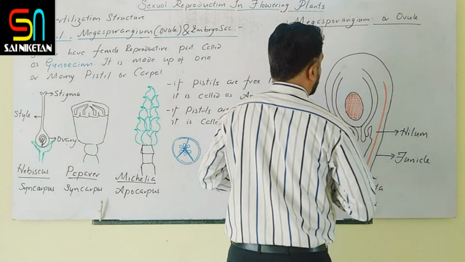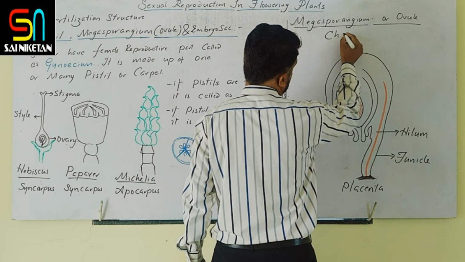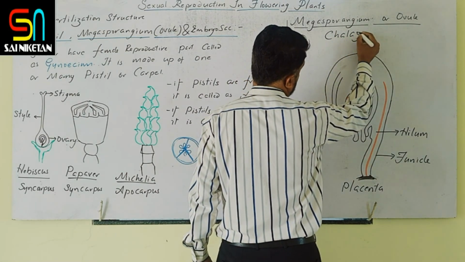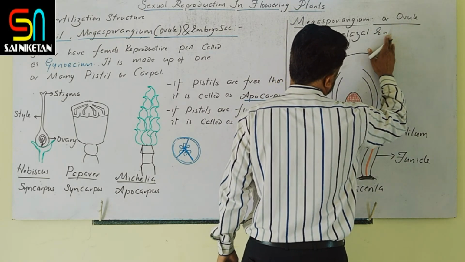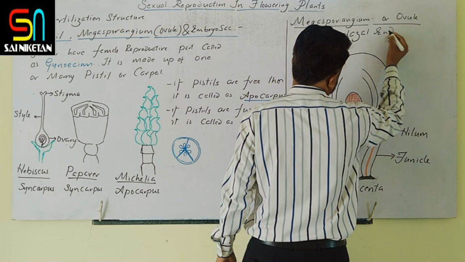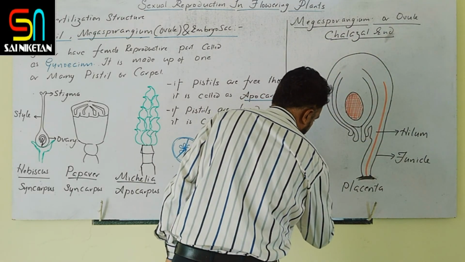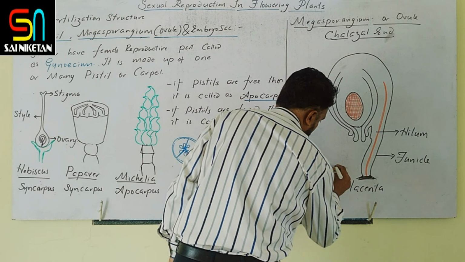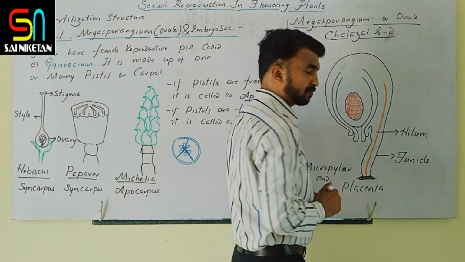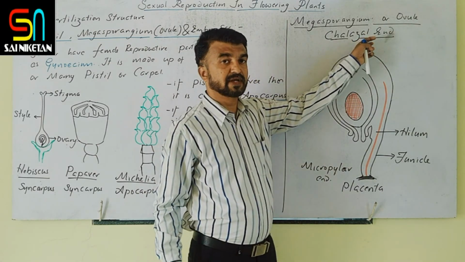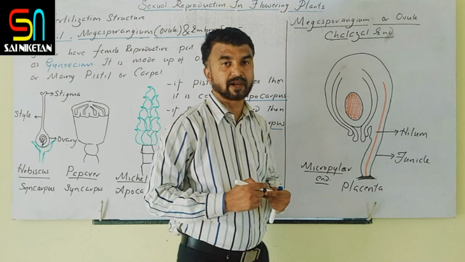For convenience, the ovule has two poles. So this is the chalazal end. And this end is called the micropylar end. This end is called the chalazal end, and this other end is called the micropylar end.